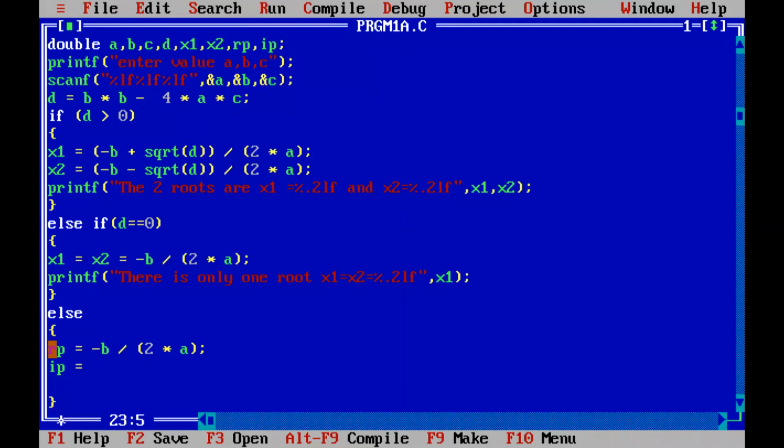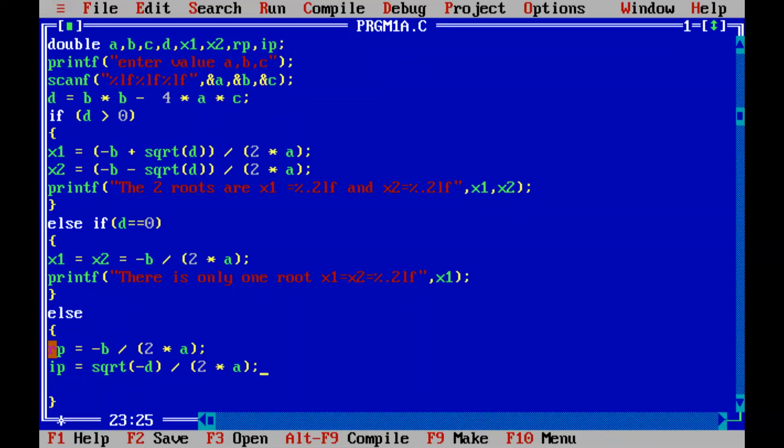For the imaginary part, we are using the variable called ip. For that, what we are doing is the square root of minus d. Okay, minus d. Again, this is divided by 2 star a. Okay. So this will be the real and the imaginary part.